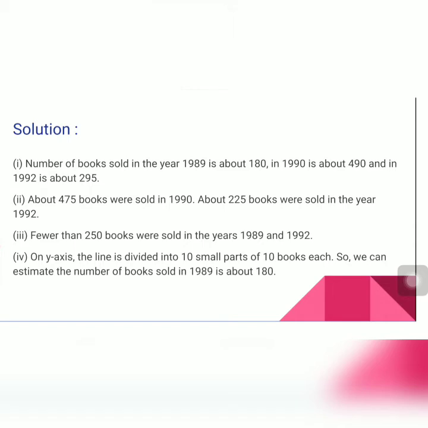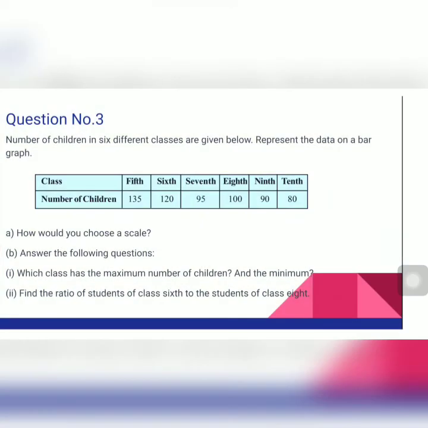Okay, so with this we can come on to question number 3. What is question number 3? The number of children in 6 different classes are given below. So this is the table given along with the question, and we have to represent this data on a bar graph.